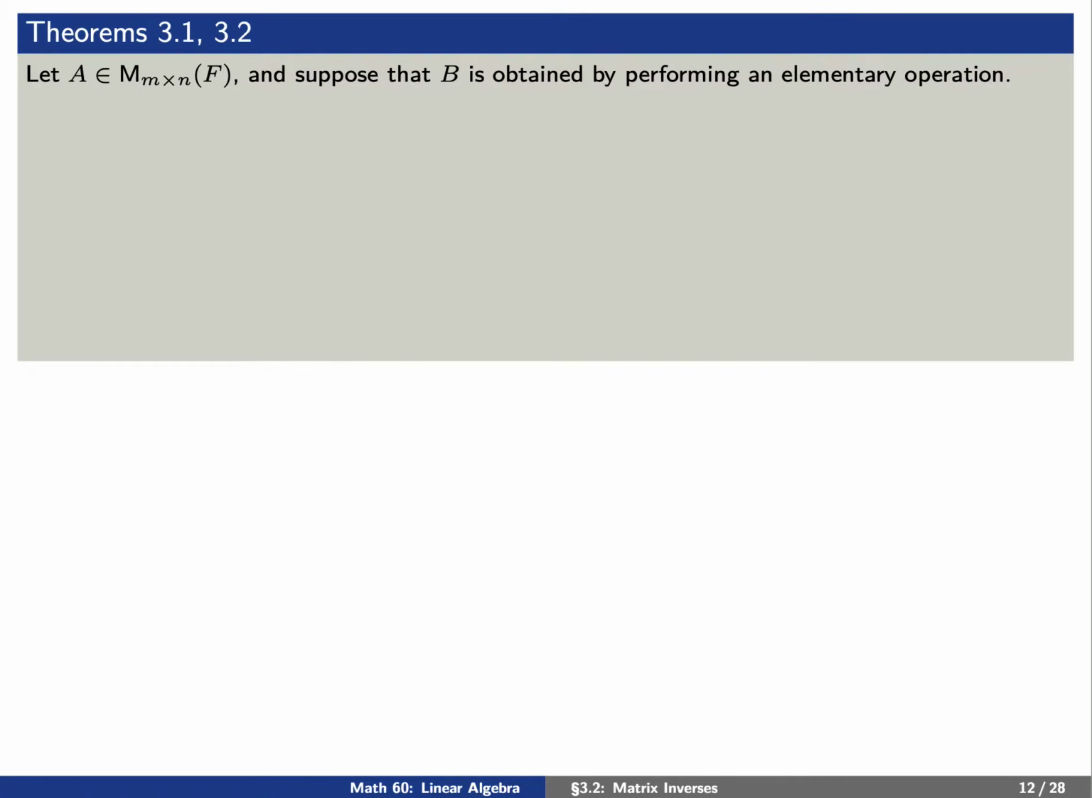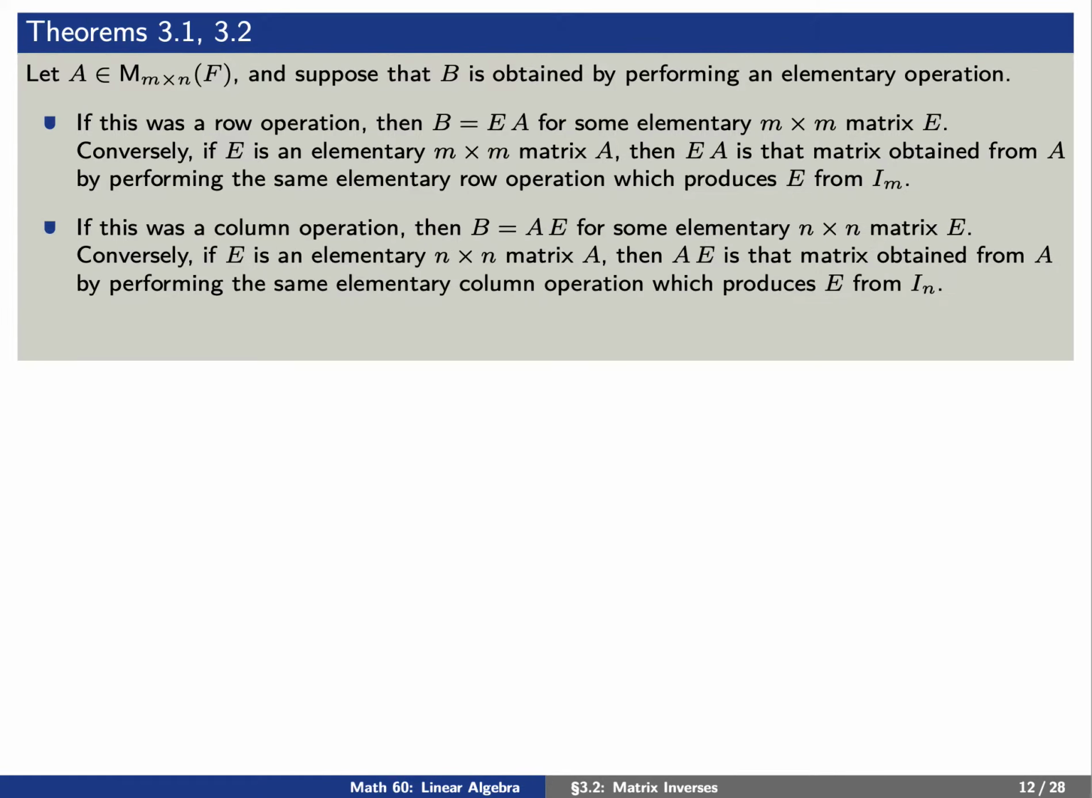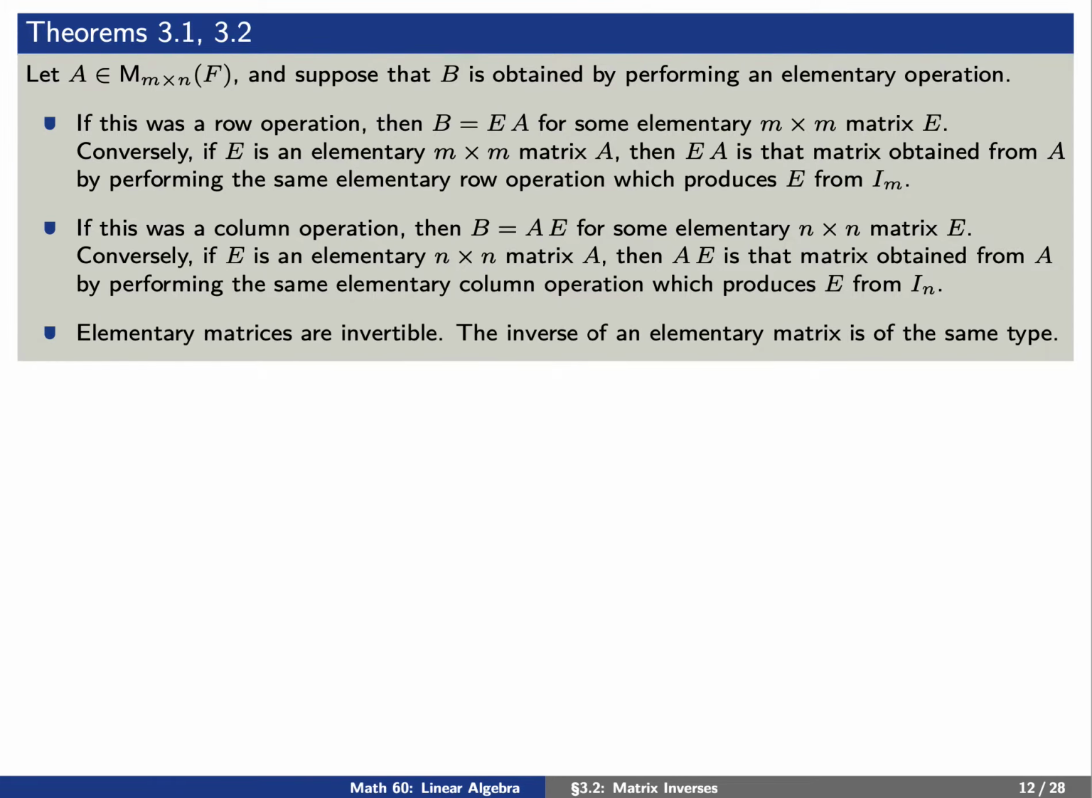Again, let A be an m by n matrix, and let's say that B is obtained from A by performing an elementary operation. If this were a row operation, then we can simply write B as E times A, where E is some elementary m by m matrix. Similarly, if this were a column operation, we could write B as A times E for some elementary n by n matrix E. Finally, our elementary matrices E are invertible.